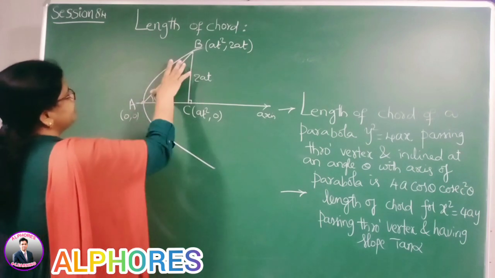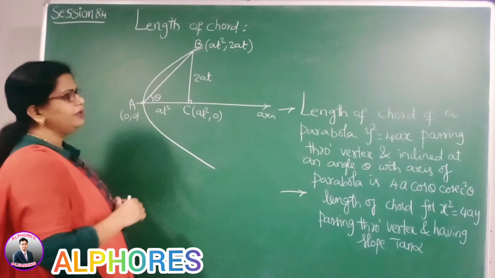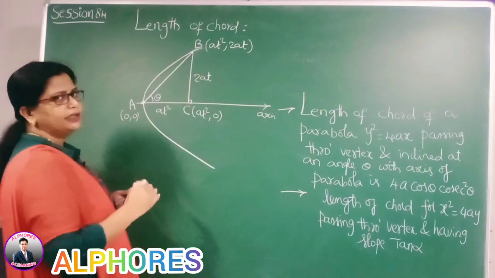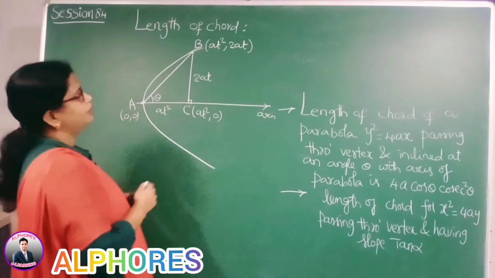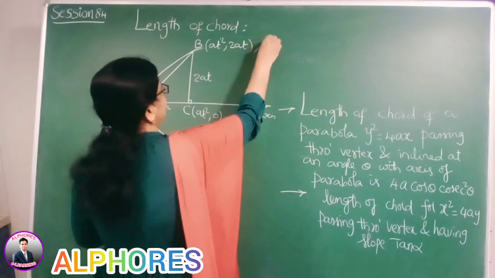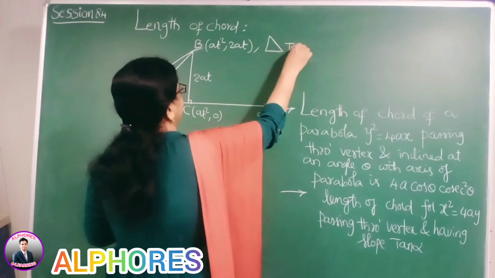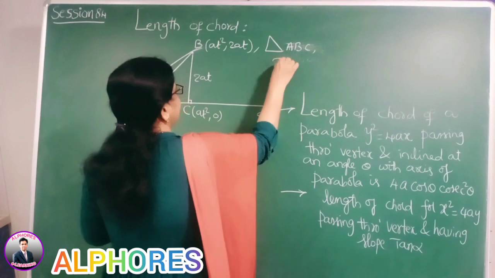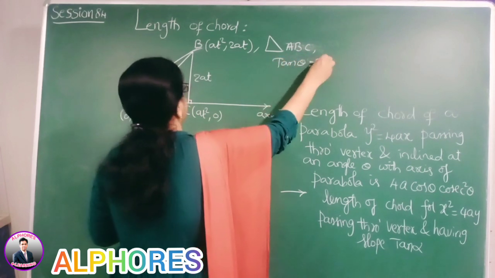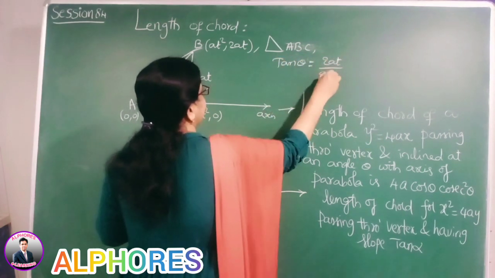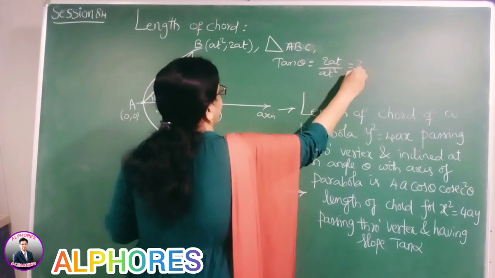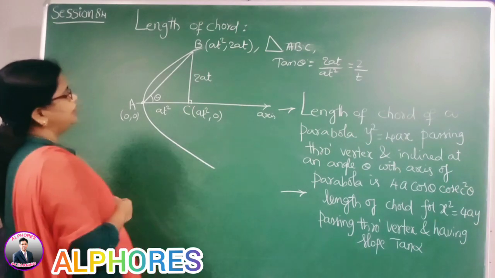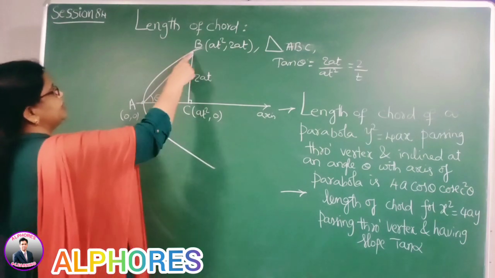Now what about tan theta? Observe, our interest is actually the AB value. To obtain the AB value, first I want to find what exactly the t value is in terms of theta. Now from right angle triangle ABC, tan theta is equal to the opposite side, that is 2at divided by at square, which is nothing but 2 divided by t. So tan theta you got is 2 by t.